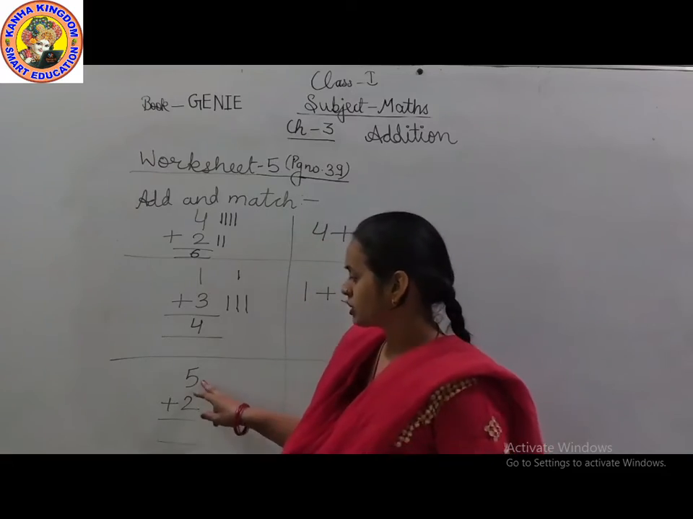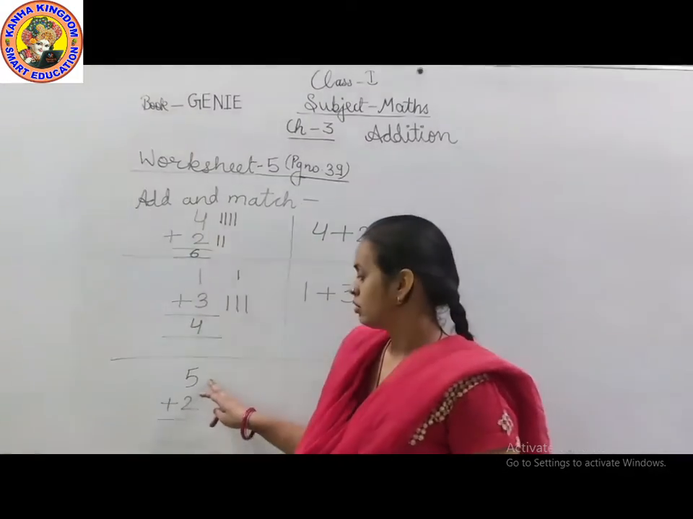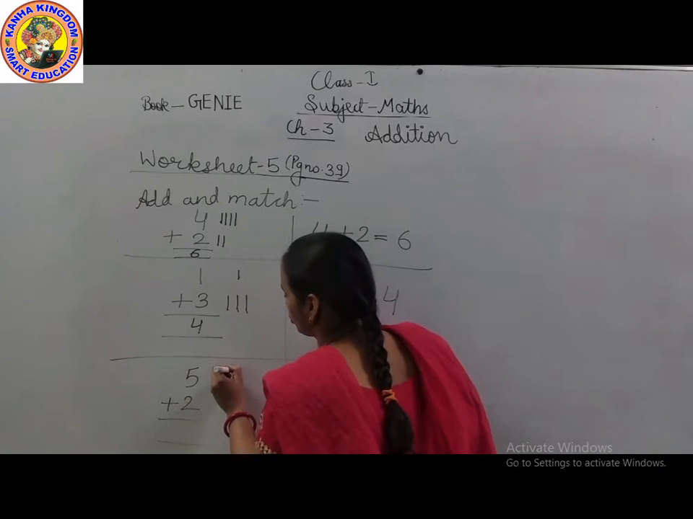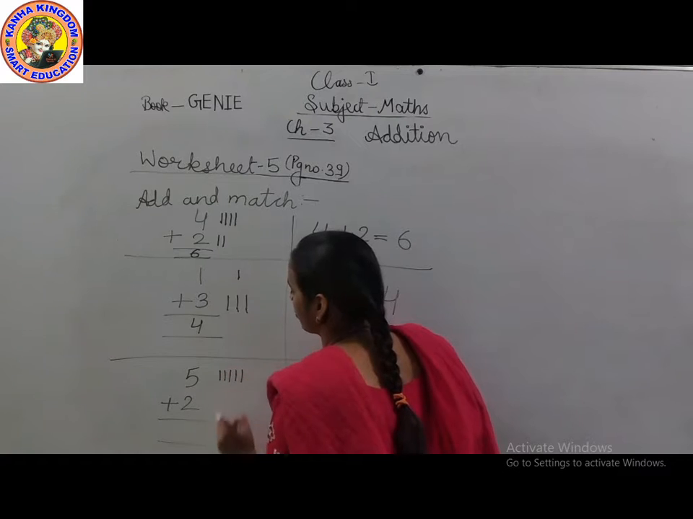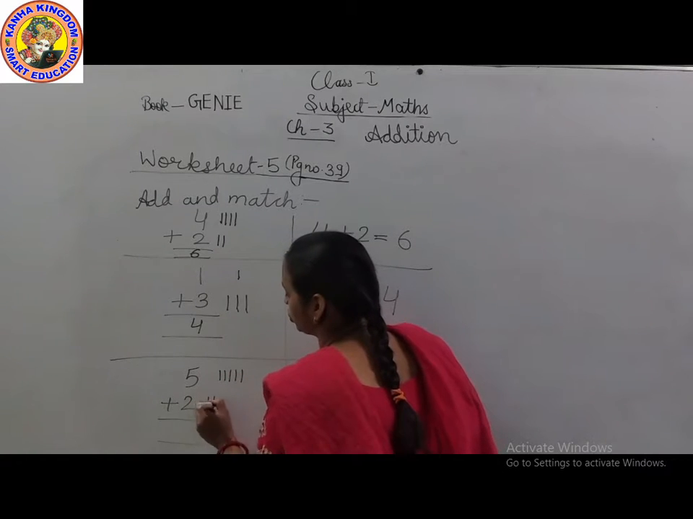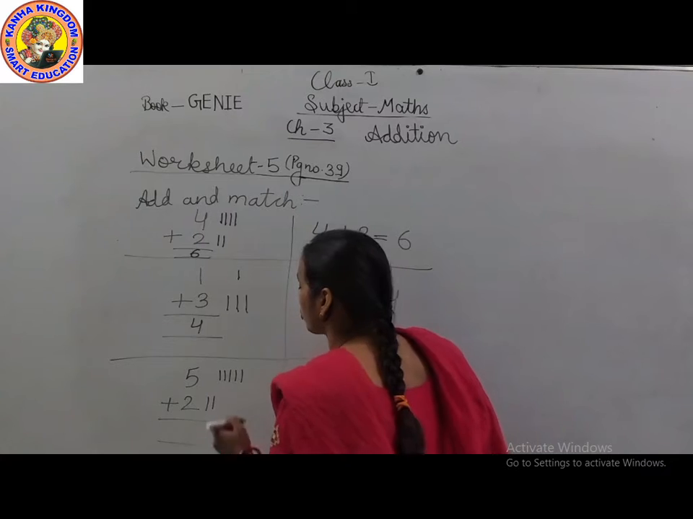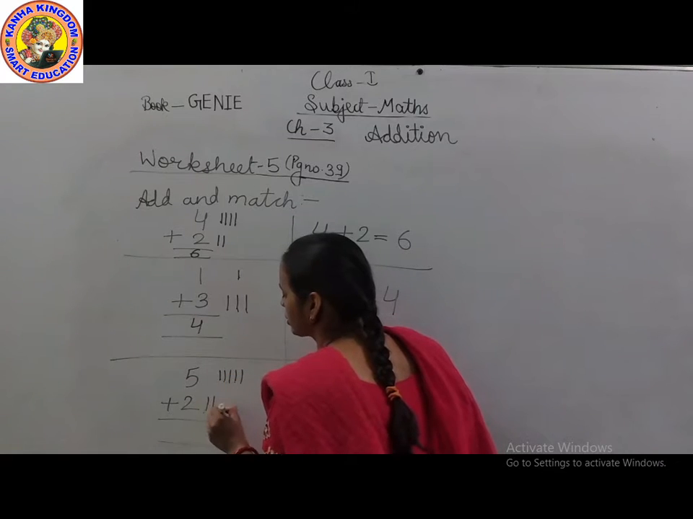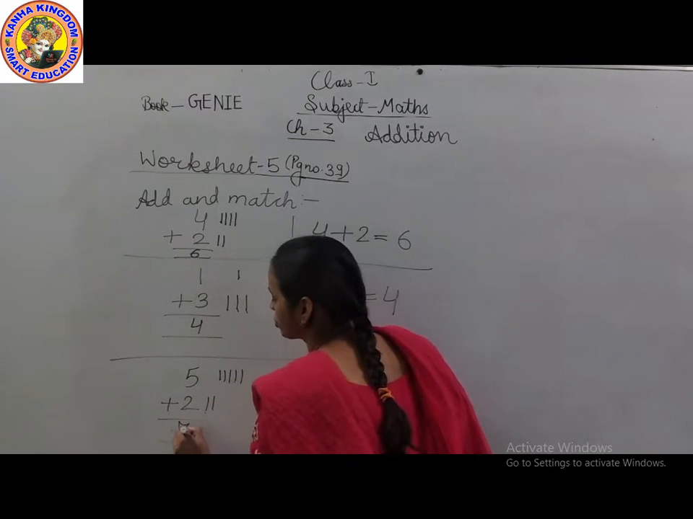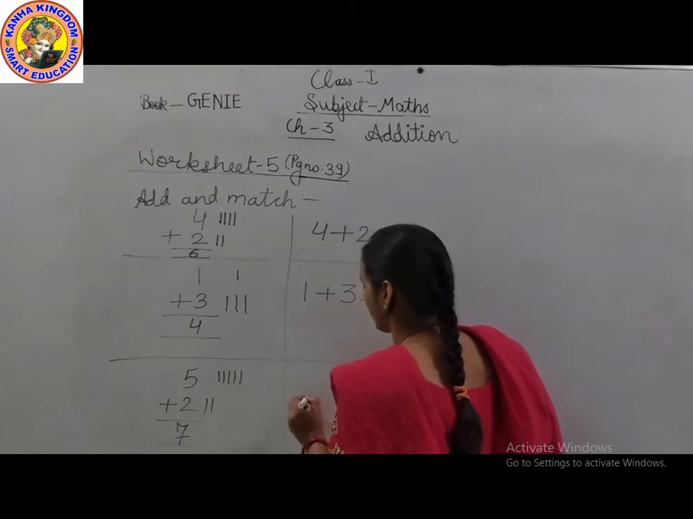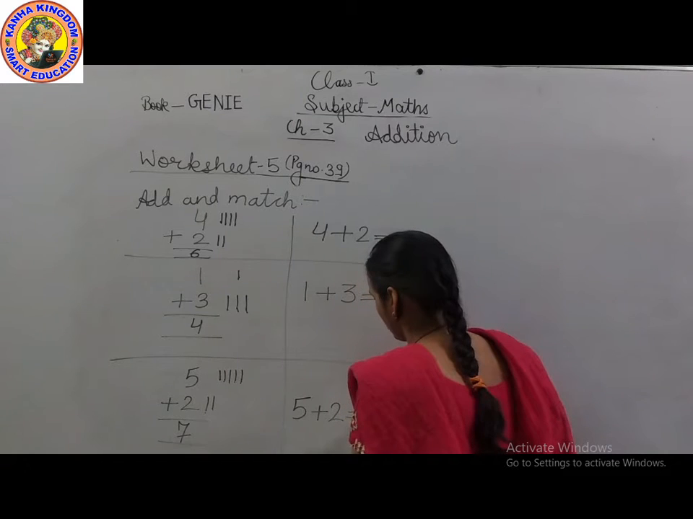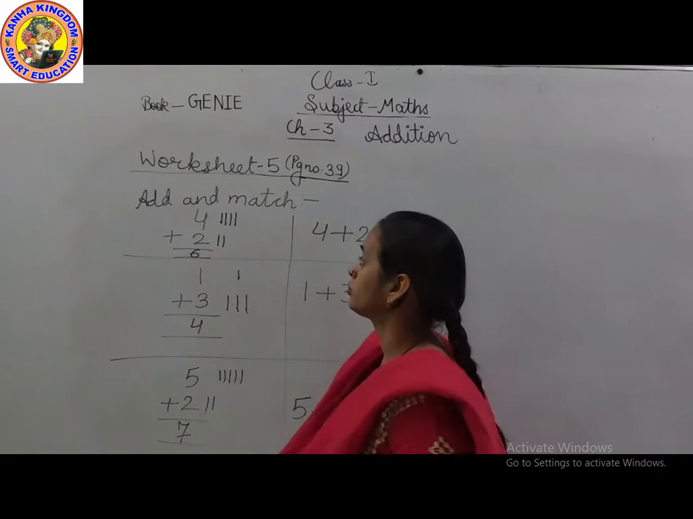Now our next question is 5 plus 2. 5 plus 2. So 1, 2, 3, 4, 5. 1, 2. Count all the lines. 1, 2, 3, 4, 5, 6, 7. So 5 plus 2, 7. So match with 5 plus 2 equals 7. Okay?